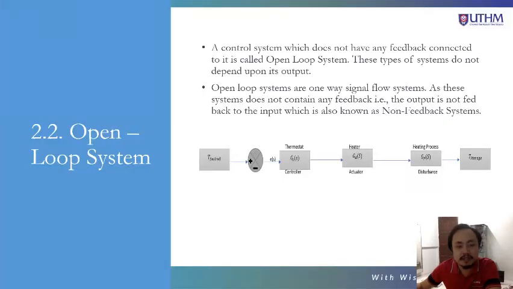Next, I'll be explaining about the open loop system. An open loop system is a control system which does not have any feedback connected to it, unlike the closed loop system. These types of systems do not depend upon their output. Open loop systems are one-way signal flow systems, as they do not contain any feedback, i.e. the output is not fed back to the input, which is also known as a non-feedback system. Examples of non-feedback systems are a toaster or a clothes dryer.